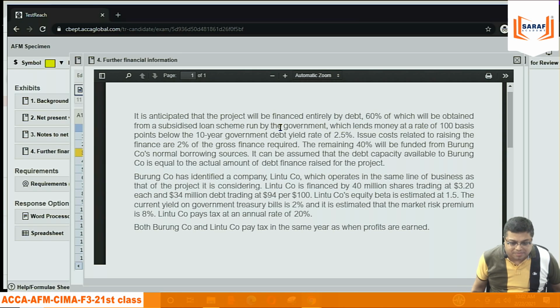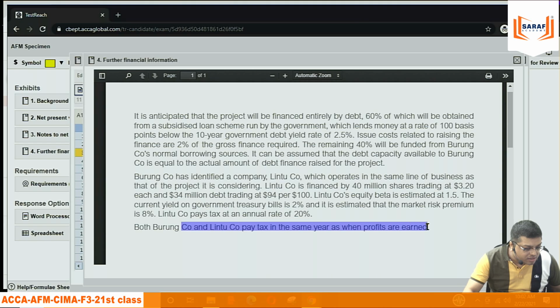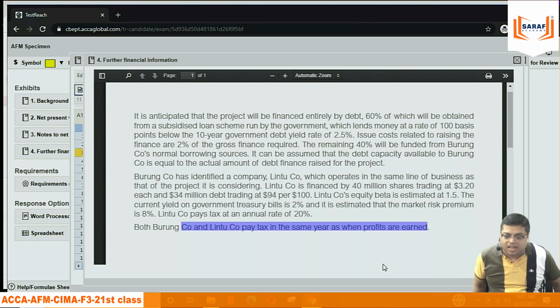Yeah. No, they have said na, Vishal. Tax is paid in the same year. They have mentioned. Last line: D company, P company, same year as and when the profits are earned.